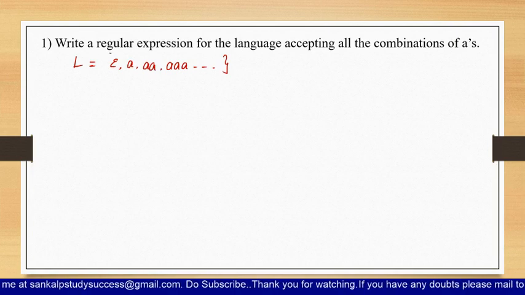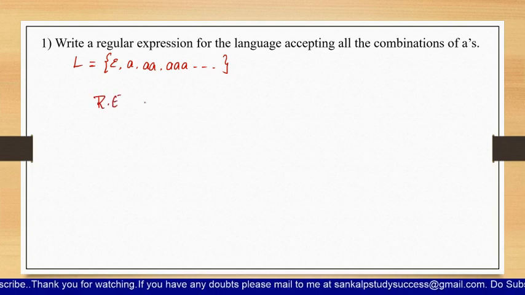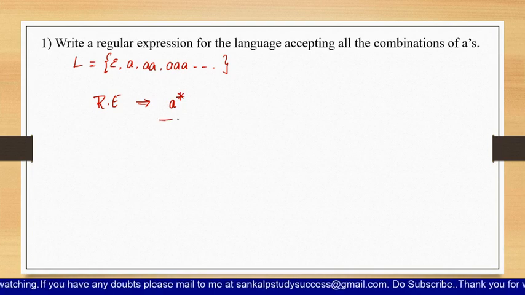That means any combination of A's. The input alphabet consists of only a single A. By using A, you are going to get the language: all combinations of A's, which is epsilon along with 0 or more A's. We have already seen that 0 or more A's can be written as the regular expression A asterisk, because asterisk means epsilon or A's, that is, 0 or more A's. In this way you write the regular expression according to the given question.